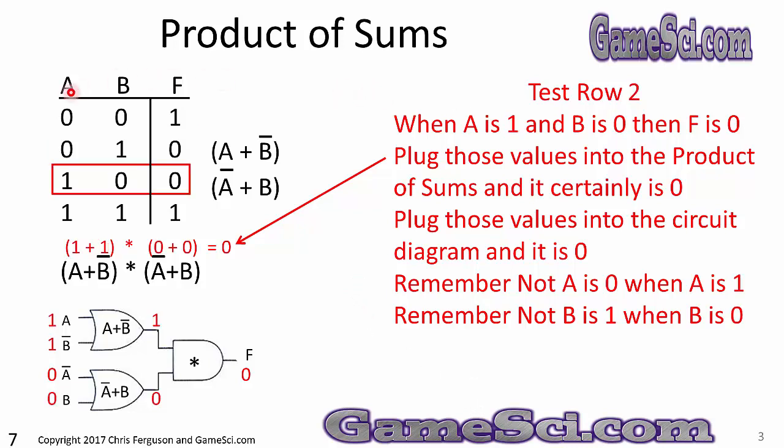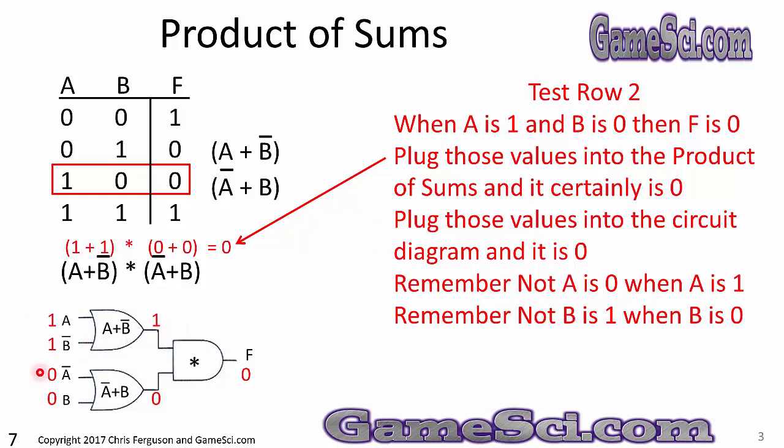Test row 2 of the truth table. A is 1, B is 0, F is 0. Plug these values into the product of sums and it produces a 0. If not A is 0 and B is 0, this OR has to produce a 0. If 1/2 of the AND is a 0, it has to produce a 0. Plug these values into the circuit diagram and it also produces a 0. 1 on 1 on this input definitely produces a 1.